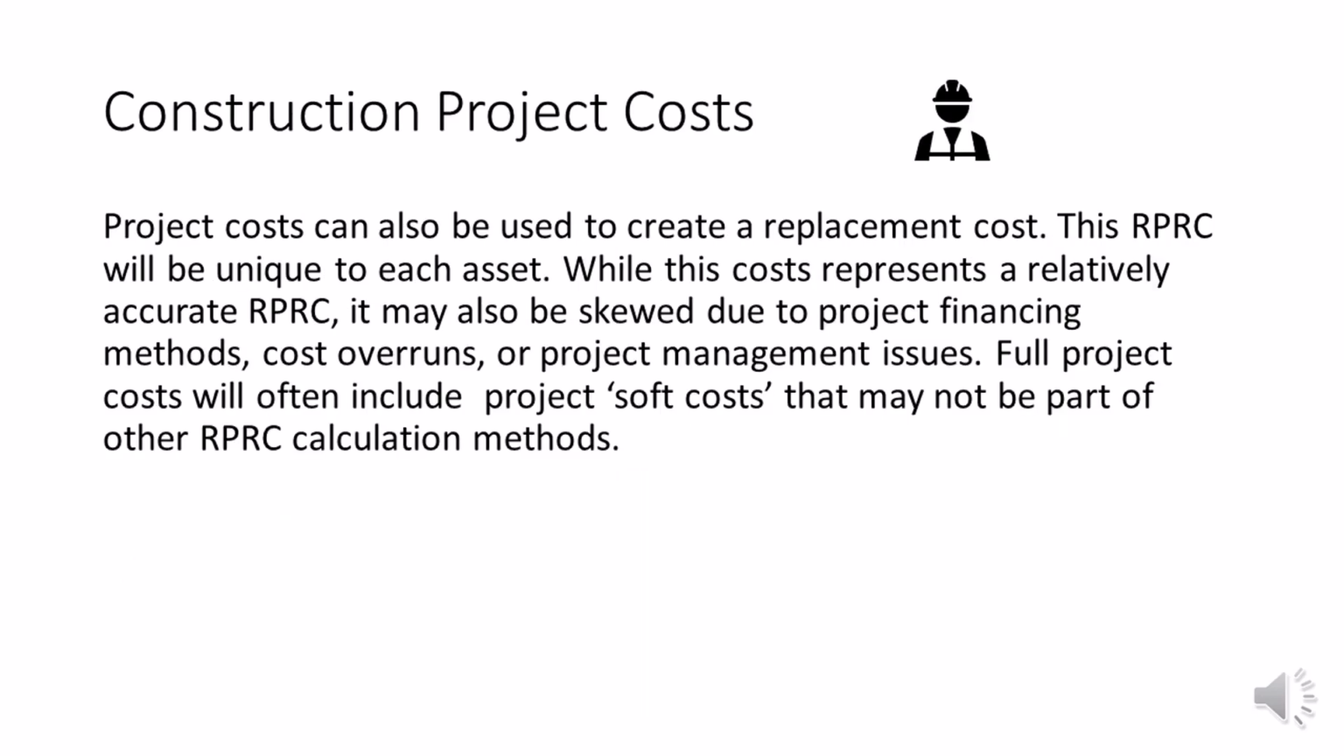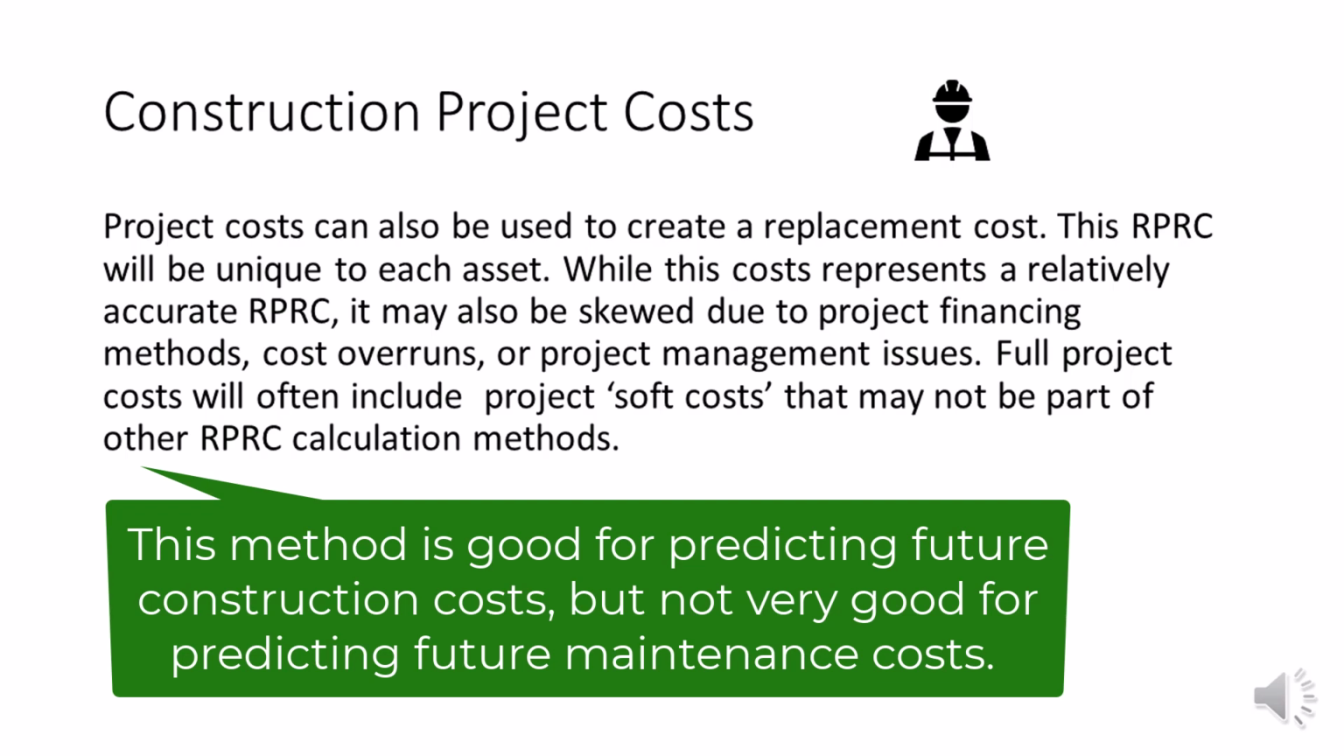The last method we'll be discussing in terms of creating an RPRC is a construction project cost. This is simply taking all of the actual project costs that are associated to construct an asset and using that as its estimated replacement value. The advantage of doing this is you can have a very accurate and realistic replacement cost for that asset. The problem is if there were some project cost overruns, the RPRC might be skewed, such that it would be too much, and that would impact your ability to use it to actually plan out M&R allocations, as these cost overruns may not be relevant factors in assigning maintenance strategies.